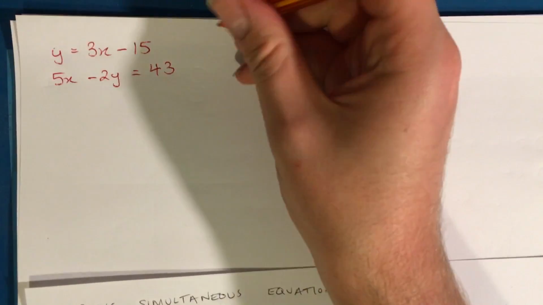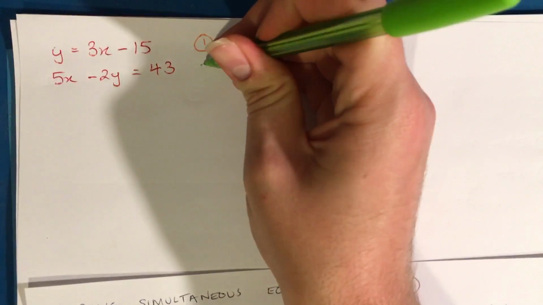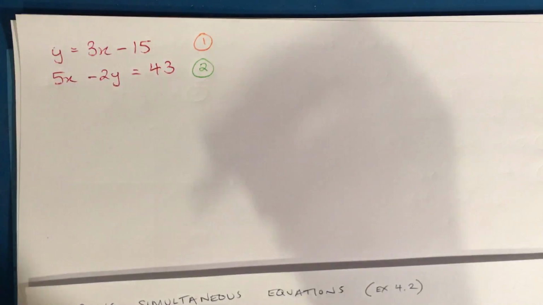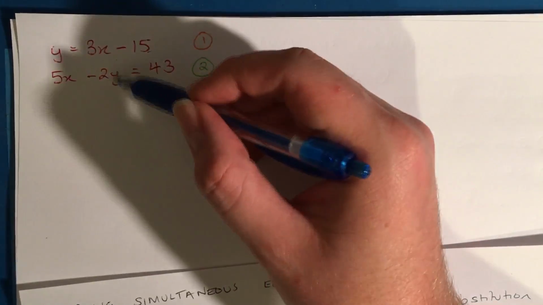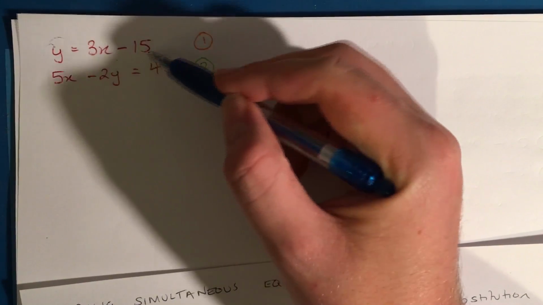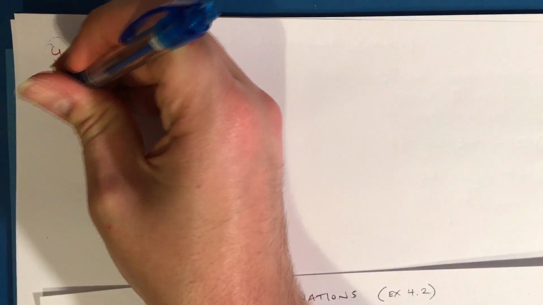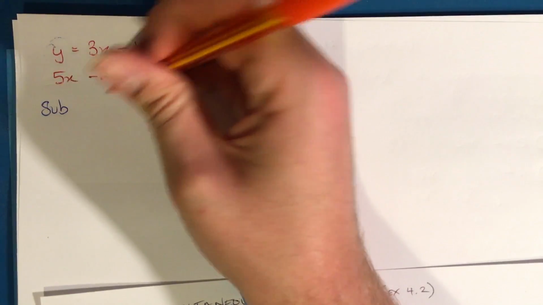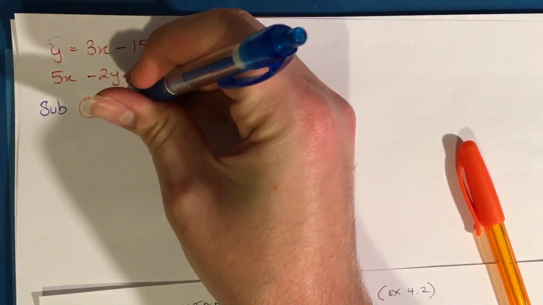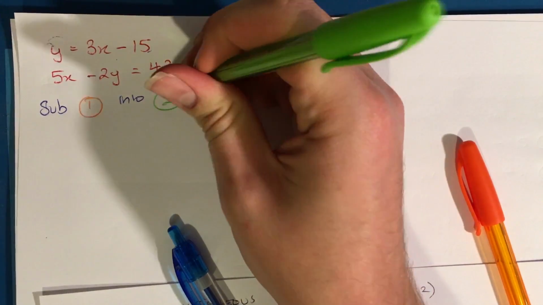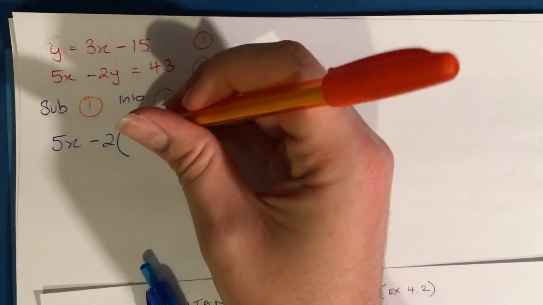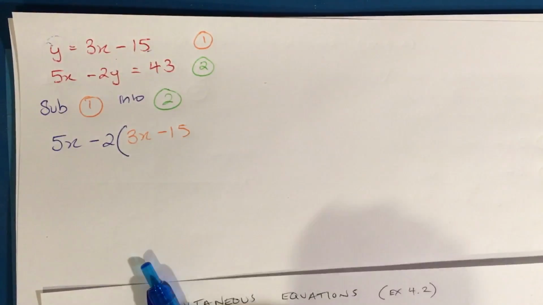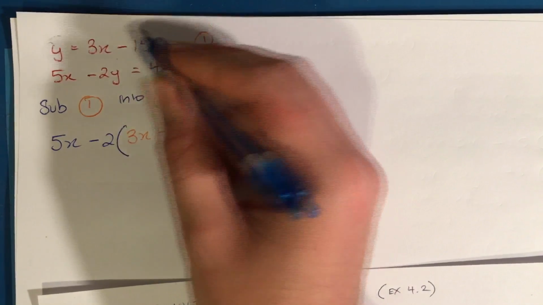Now, one of the methods that we're talking about is substitution. Another way of solving this, you'll notice here that it says y is equal to 3x minus 15. In other words, whenever I see a y, I could replace it with this entire expression and solve accordingly. What do I mean? Well, I'll show you. I'm going to sub equation 1 into equation 2. So what this now looks like is 5x minus 2, brackets, 3x minus 15. So I've just replaced every time I see a y with this friend here.